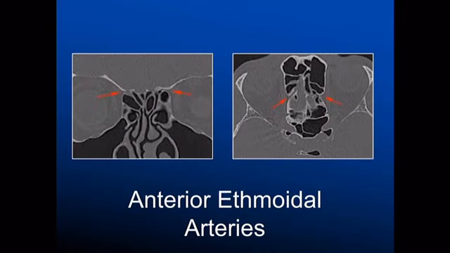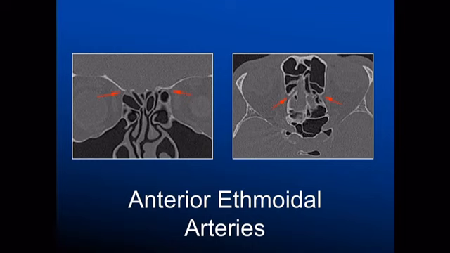So the anterior ethmoidal artery is a branch of the ophthalmic artery. So it courses anteromedially as it leaves the orbit and then pierces into the lateral lamella of the olfactory fossa. And typically the artery is housed in a bony canal as it courses along the roof of the ethmoids in the floor or in the skull base.